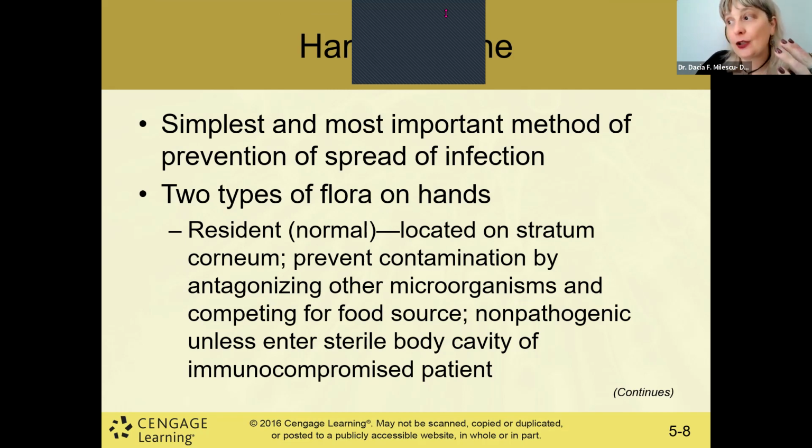The normal flora actually will help you because it'll inhibit the bad bacteria from replicating, right? These are found in the outer layer of your skin, the stratum corneum, and they will prevent contamination by antagonizing the other organisms that will cause disease, and they are competing for the same food source. So the bacteria that's normally resident on your skin is going to be there, and it won't allow the other bacteria that may actually cause disease to set up shop.